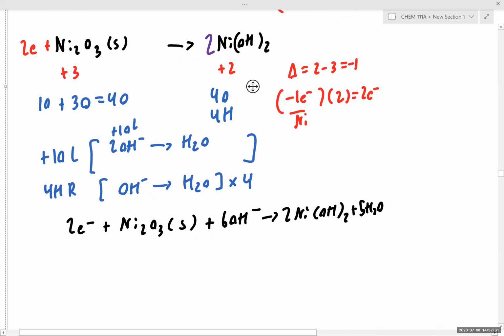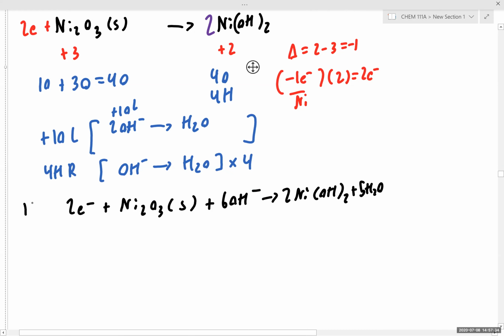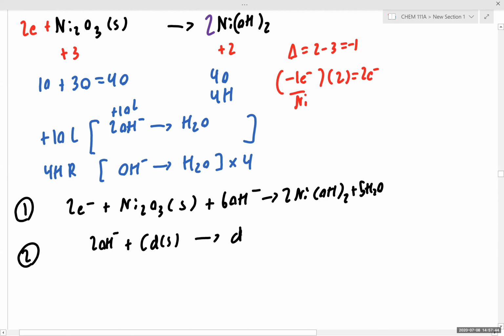Okay, so here's one of our equations. Let's write our second equation. Cadmium solid plus 2 OH minus leads to cadmium hydroxide solid plus 2 electrons. So now that we have both of our equations established, do we need to do anything special to add them together? Do we need to modify our equations to add them together?